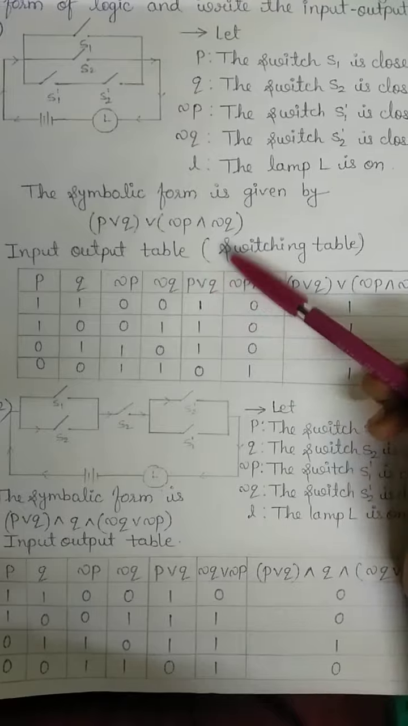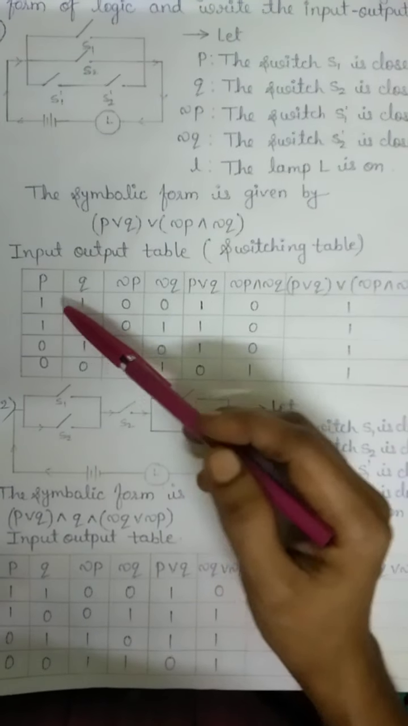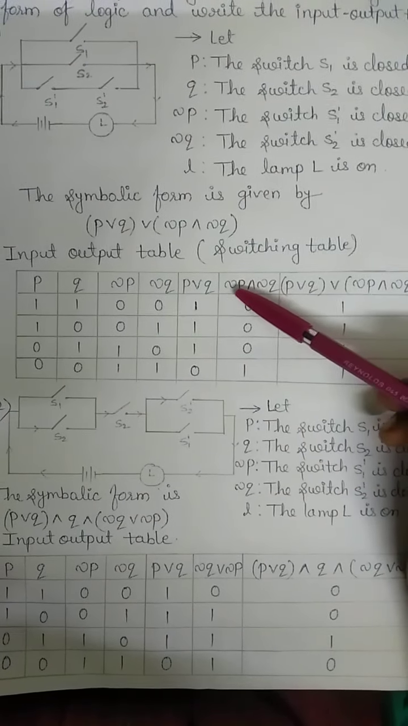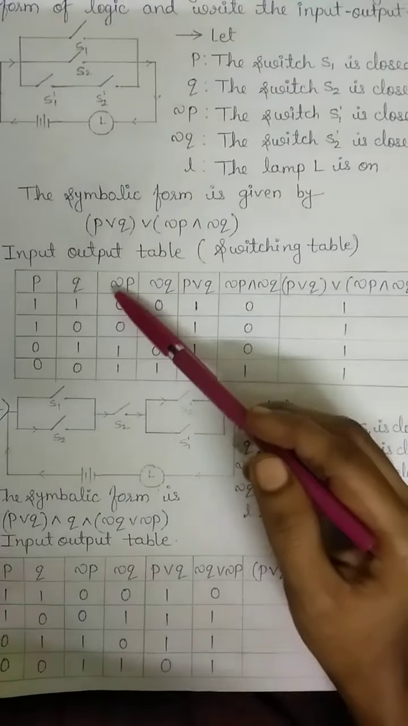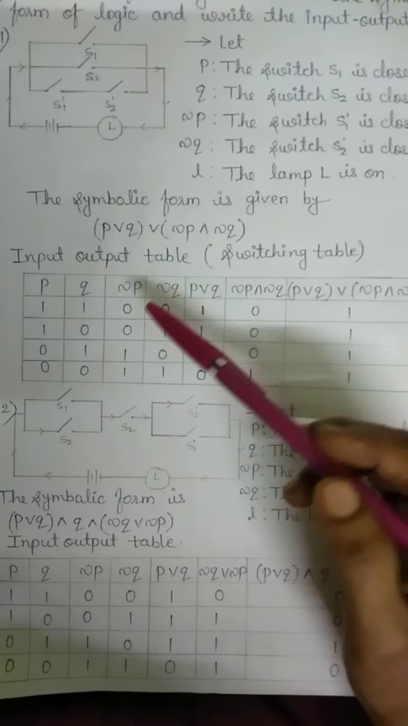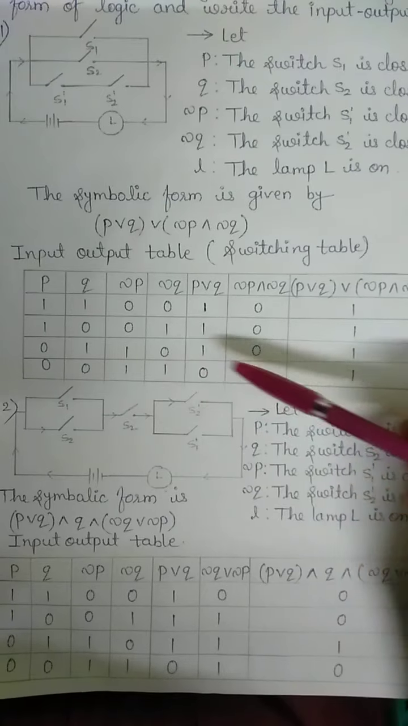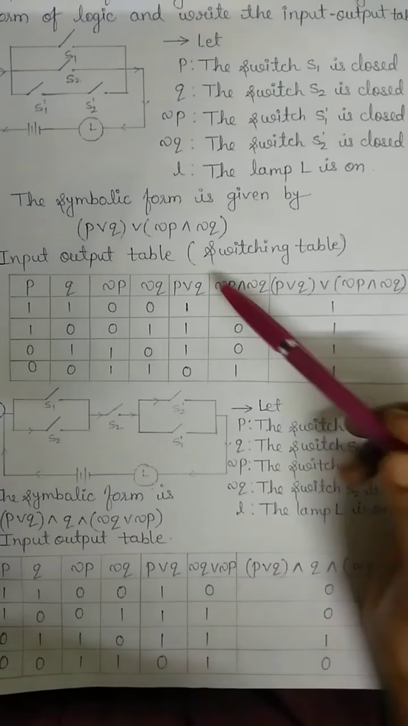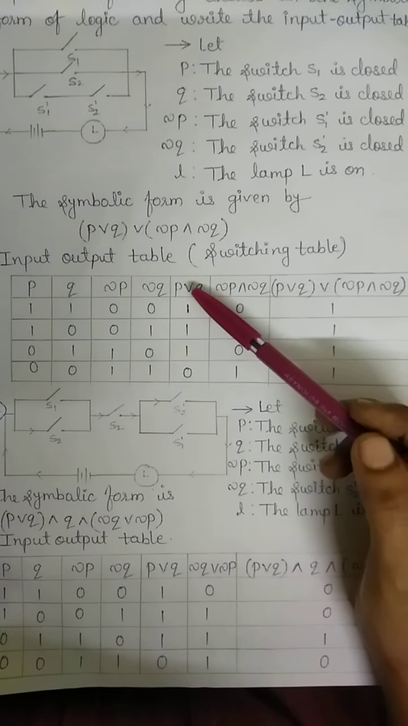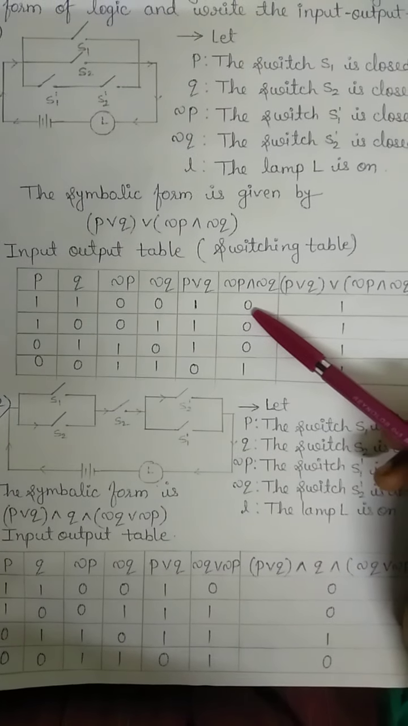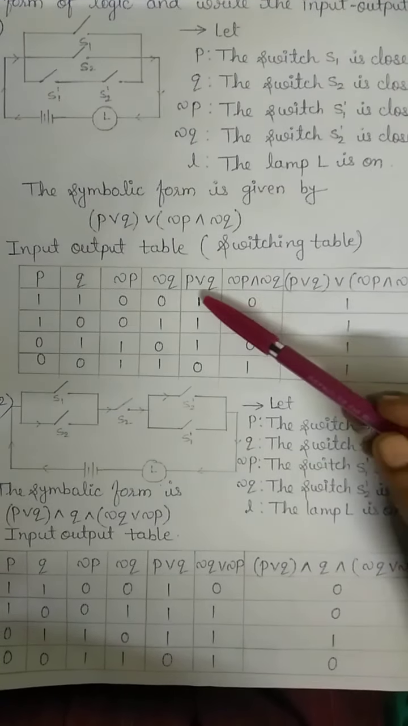Now P or Q, out of these two if any one is 1, then the answer is 1. So 1 1 1 and 0. Now negation of P and negation of Q, we will consider these two columns. If any of the values is 0, then the answer is 0, otherwise the answer is 1. Now finally we will consider the logical connective OR for these two. So out of both the possibilities, anywhere if we have 1, then here we can write 1. So finally we are getting 1 everywhere.